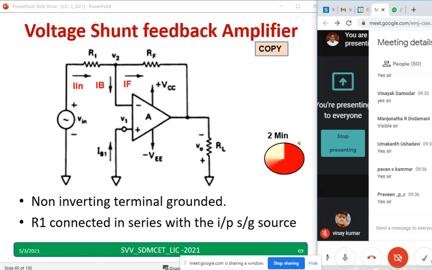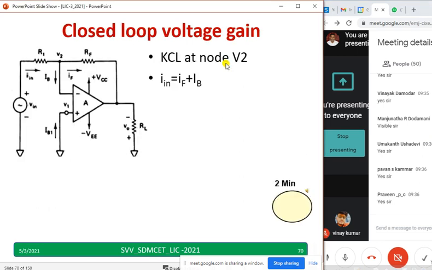Voltage shunt feedback amplifier. Note the currents IN, IB, IF. Let us go to the next slide. So let us apply KCL at node V2. IN equal to IF plus IB. Observe carefully here. I am talking. Hope all of you are getting. So incoming current equal to outgoing current.